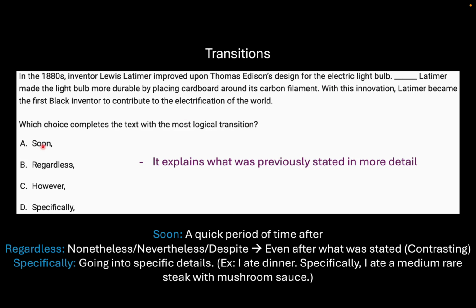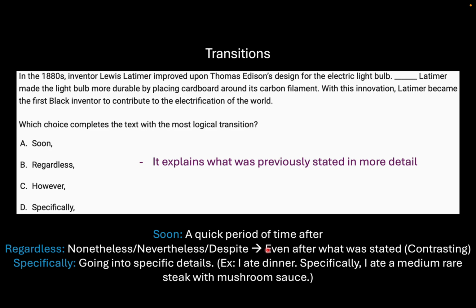Now let's look at the meanings of the multiple choices. First it says soon. Soon means a quick period of time after. And no, this is wrong. Choice B, regardless. Regardless basically means nonetheless, nevertheless, despite, which is basically most of the time used for contrasting transitions, like however. So the meaning of regardless, nonetheless, nevertheless, or despite is even after something was stated, something else is true or false.